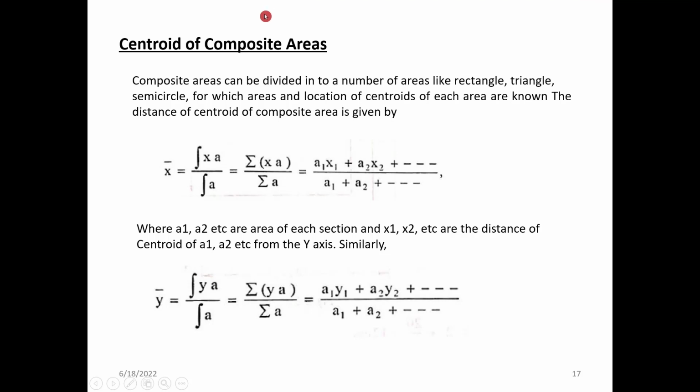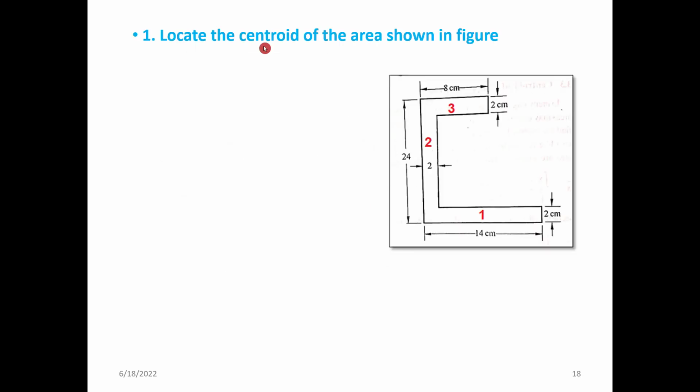So we have multiple geometrical figures coming in a single shape. This is a composite area where you have multiple individual rectangular geometrical figures. Till now we have studied only how to find the centroid of an individual rectangle, say rectangle 1 or rectangle 2 or 3. Now we are going to find the centroid of this total assembly.